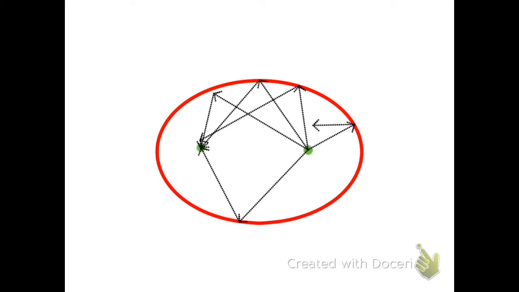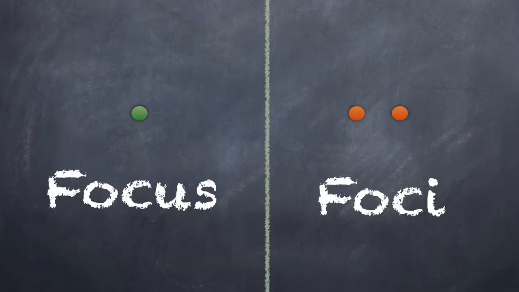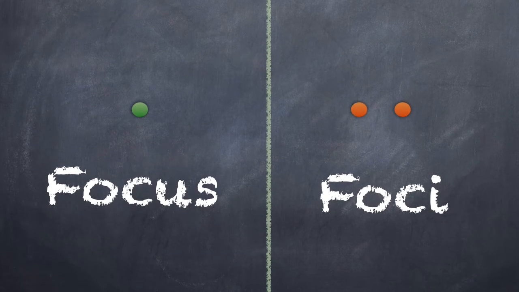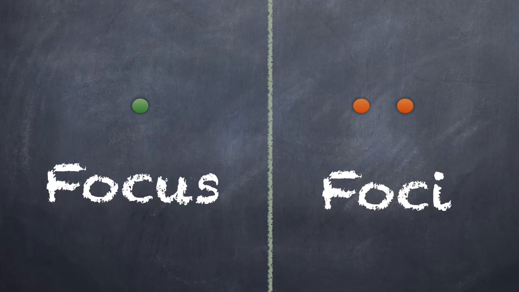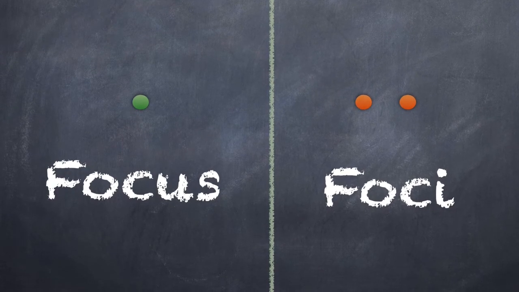Sound coming from one of the foci points will always bounce off the walls of the ellipse directly toward the other foci point. A foci? What's that? Foci. That's the plural for focus. One focus point, two foci points.